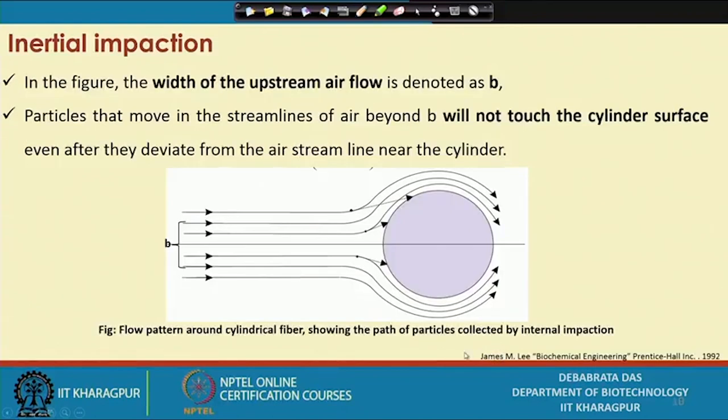Now, this is an example I have given, I have already told you. This is the particle moving, and this is how it is depositing on the surface of the fiber. This is how it is depositing.